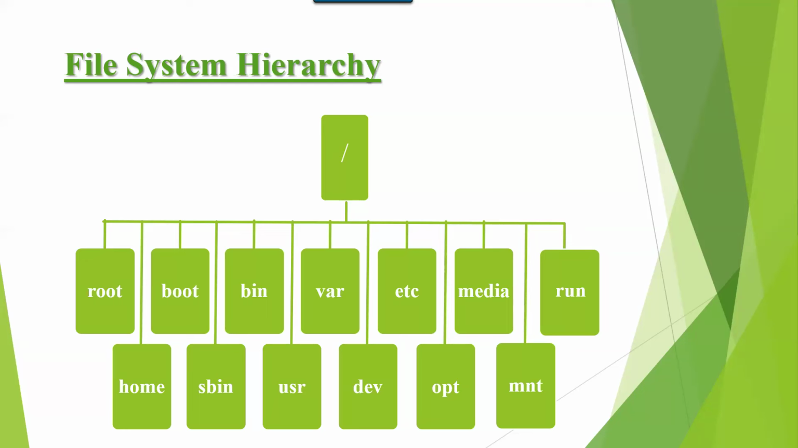And next one is media. Media contains external devices information, which means removable devices information is stored under media. Mnt contains partitions and their mounted directories information, which partition is linked with which directory. That information is stored under mnt. Run contains external devices information and kernel information from version 7. So these are the directories we have in Linux.